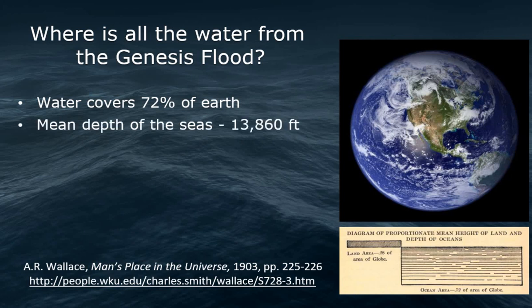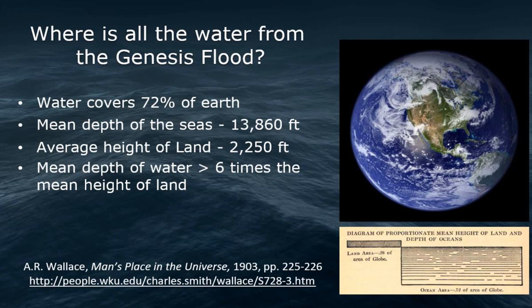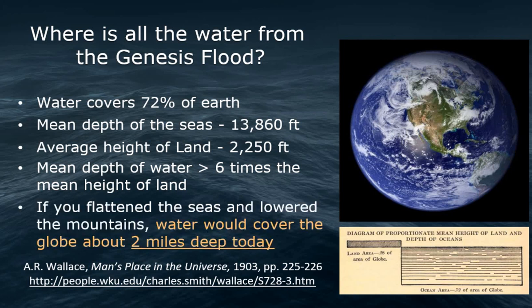He said the mean depth of the seas is 13,860 feet. That's the depth of the oceans. The average height of the land is only 2,250 feet. So the mean depth of the seas is 6 times deeper than the height of the land. There's a lot of water in those oceans. So if you flattened the seas, or raised the seas and lowered the mountains, water would cover the earth 2 miles high today.